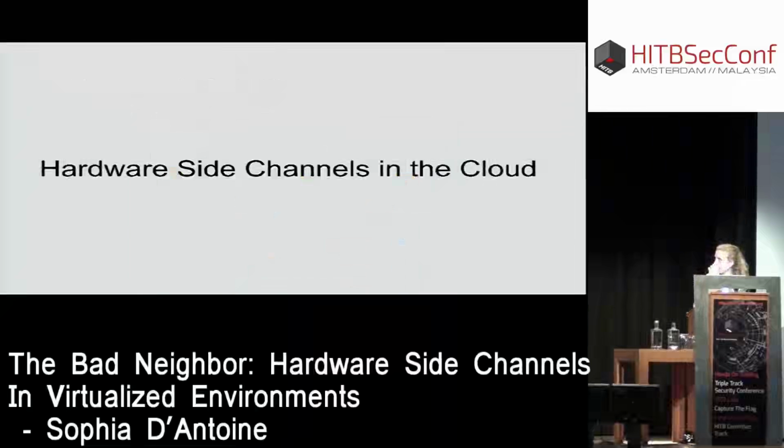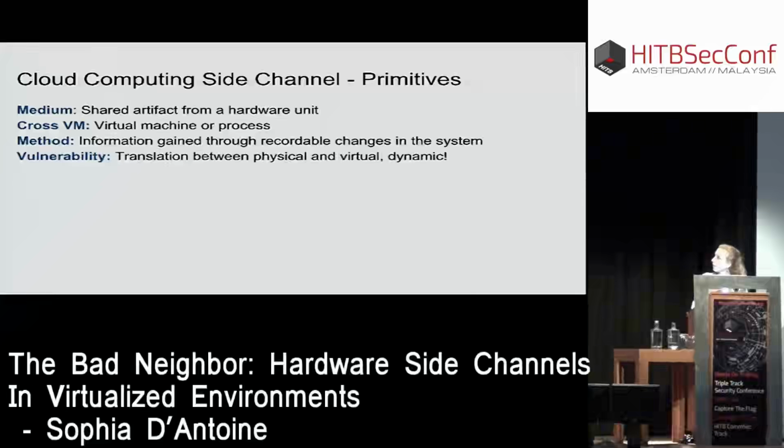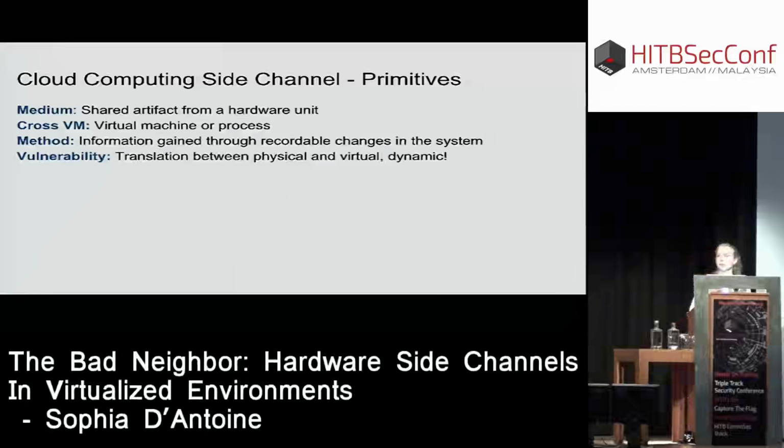All right, so creating hardware side channels in the cloud. We know that we need a medium to create a side channel. And in this case, it's going to be one of the hardware units that I listed earlier. We're going to try and do an attack which is cross-VM, so between two processes, but one process is in one VM, the other is in another. And the method of creating a side channel attack here is making recordable changes in the system and enforcing those and receiving those. And that vulnerability, like I talked about before, is the translation between physical and virtual, and the contention that causes.